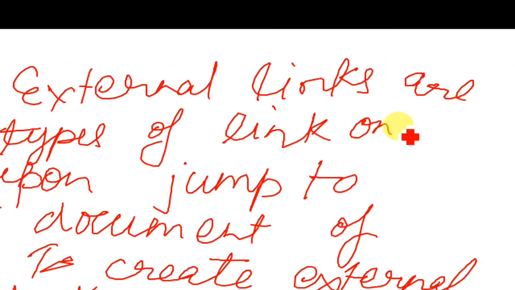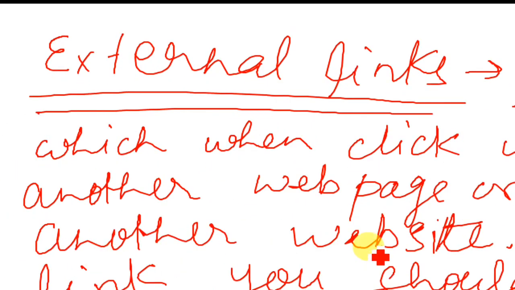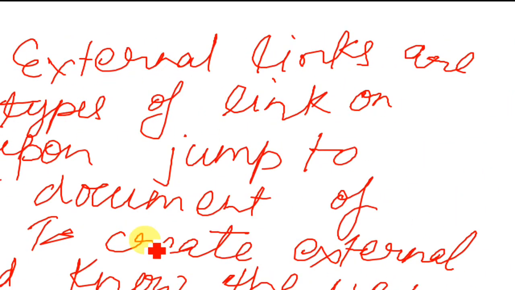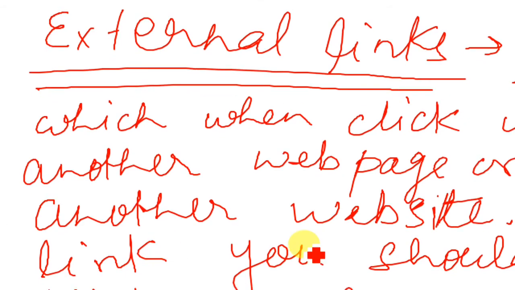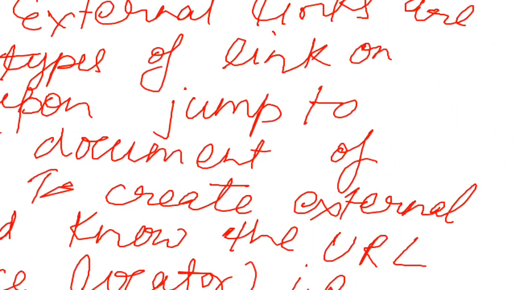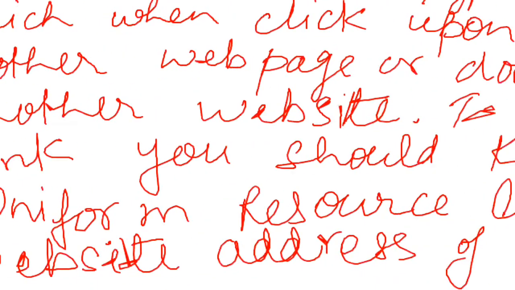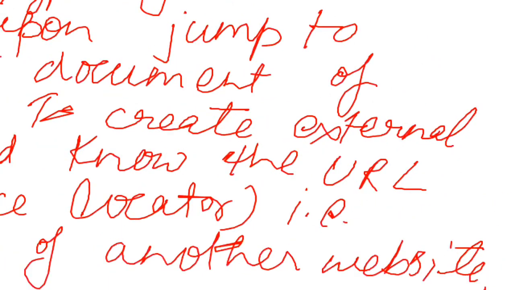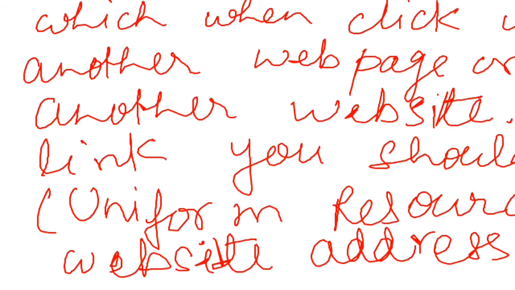So external links are a type of link on which, when we click, we jump to another web page or document of another website. To create an external link we need a URL.